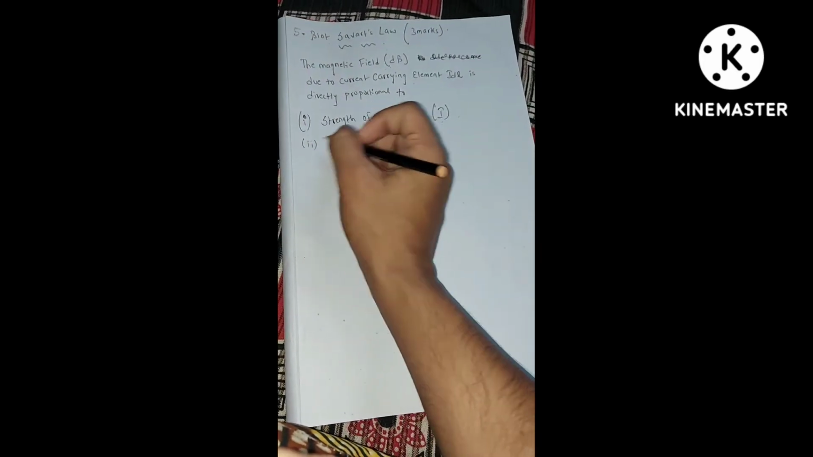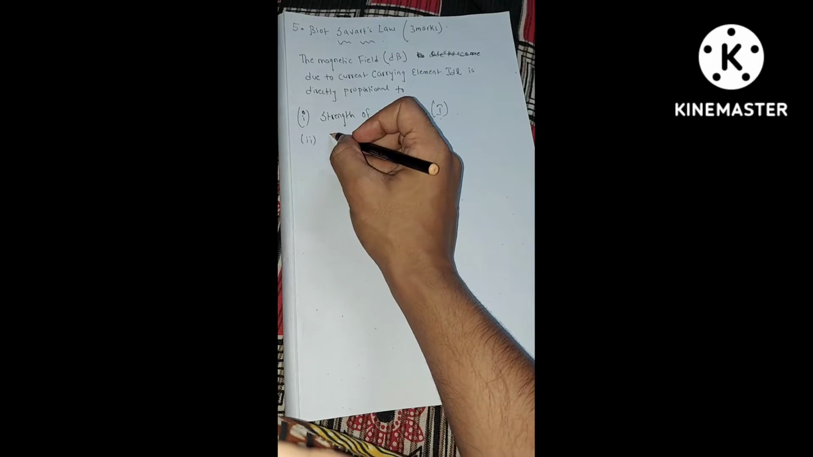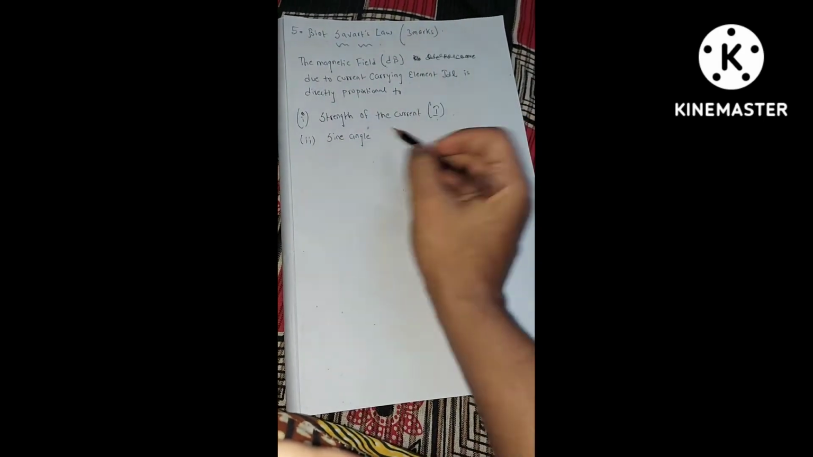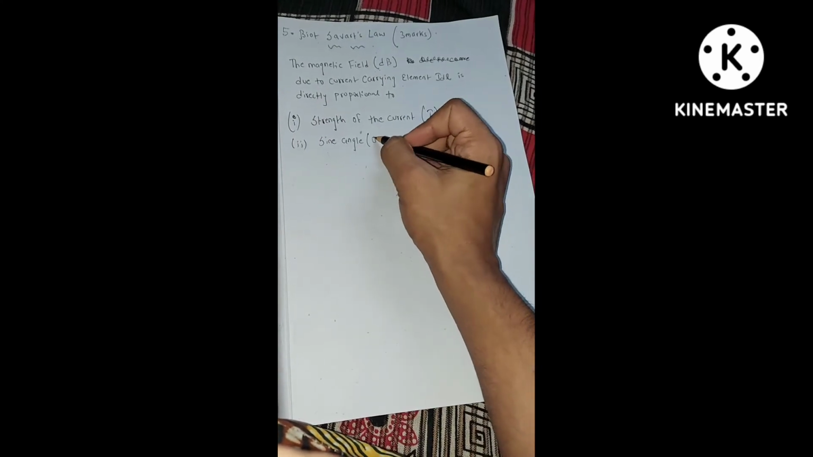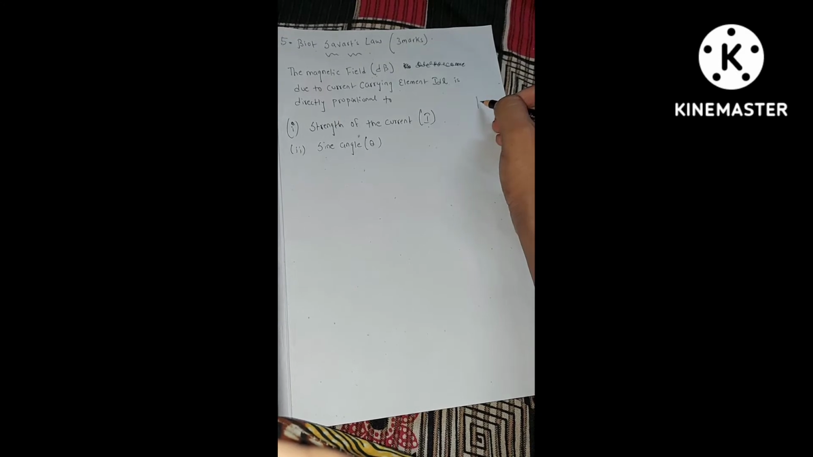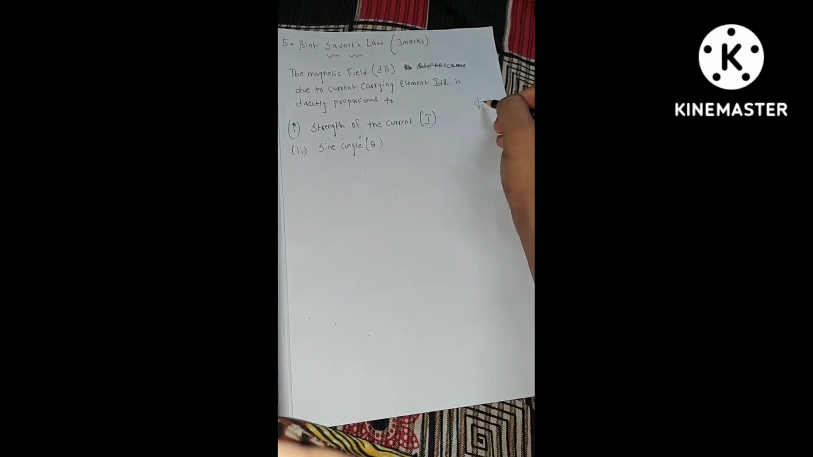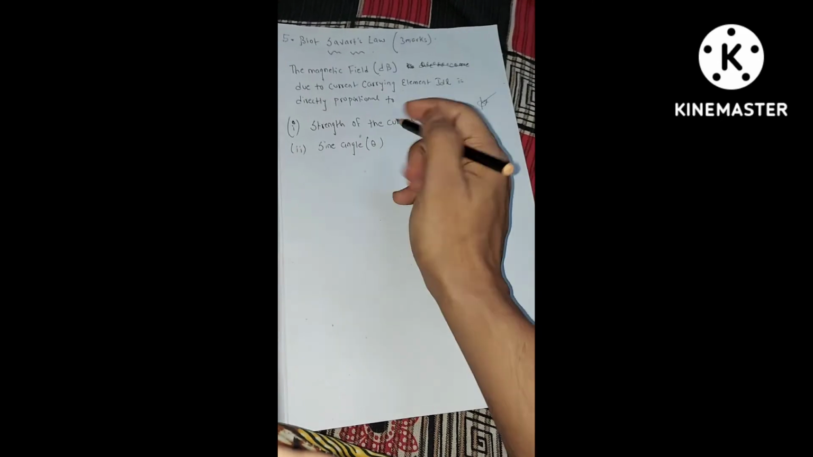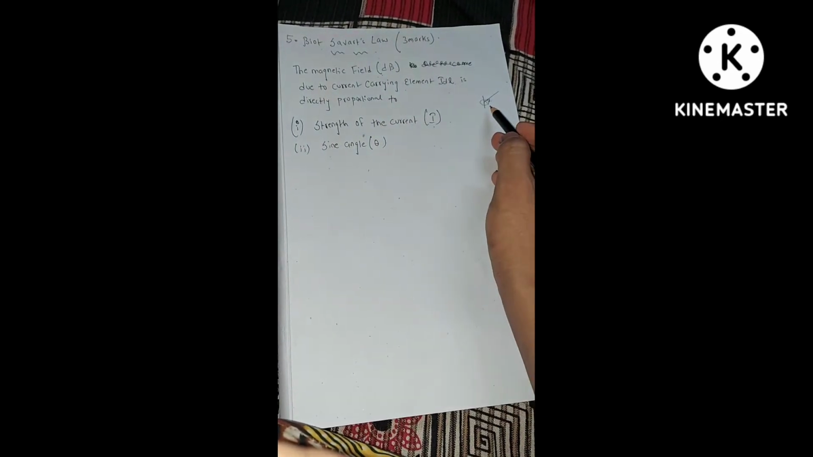Then it is directly proportional to the sine angle, for example theta. For example, there is one element and some current is flowing through this element, so there is some angle formed, for example theta angle is formed. So this magnetic field will also depend on this theta angle.